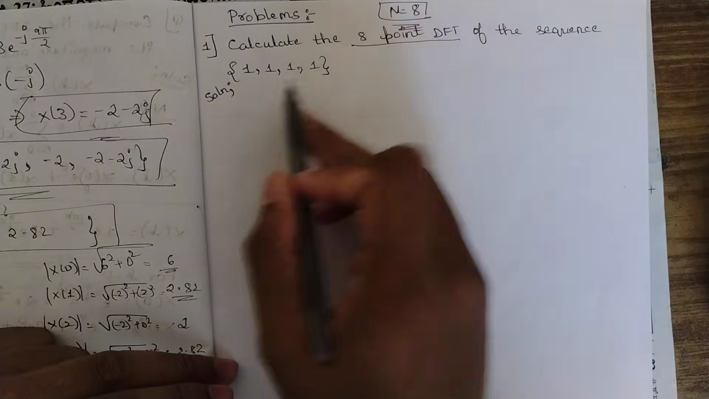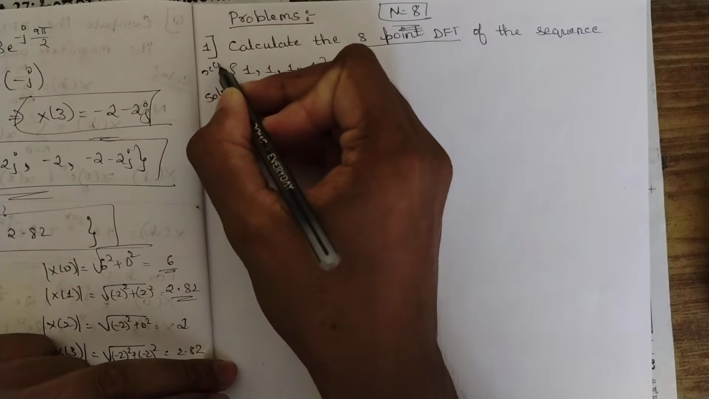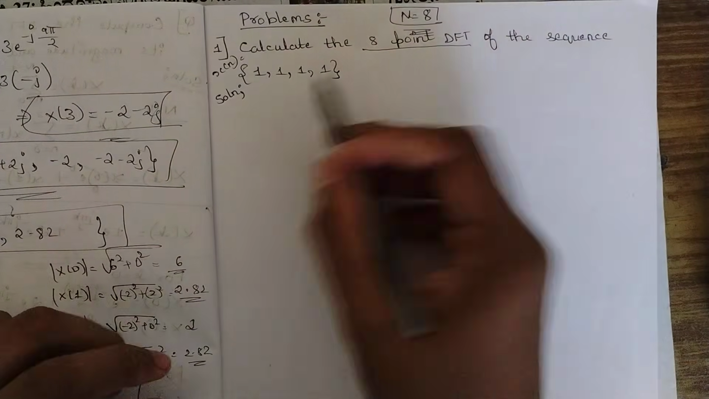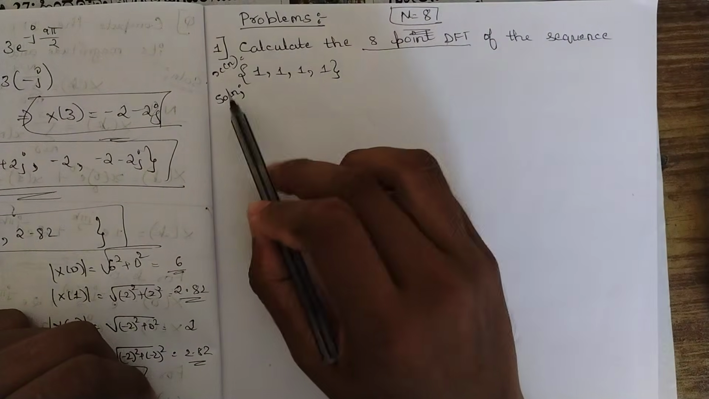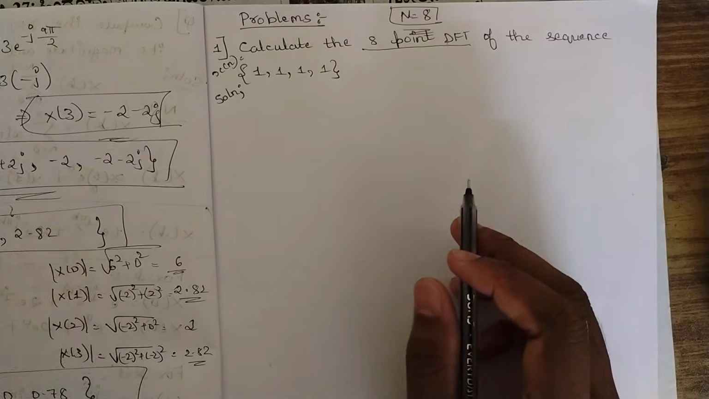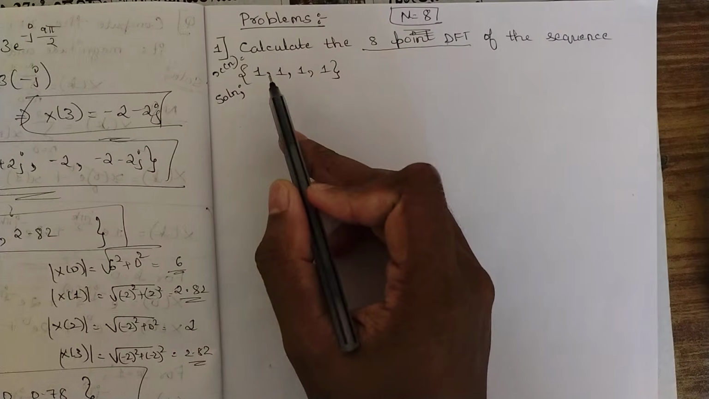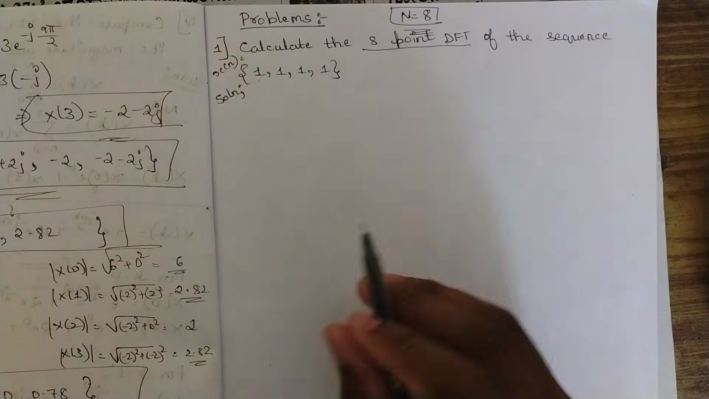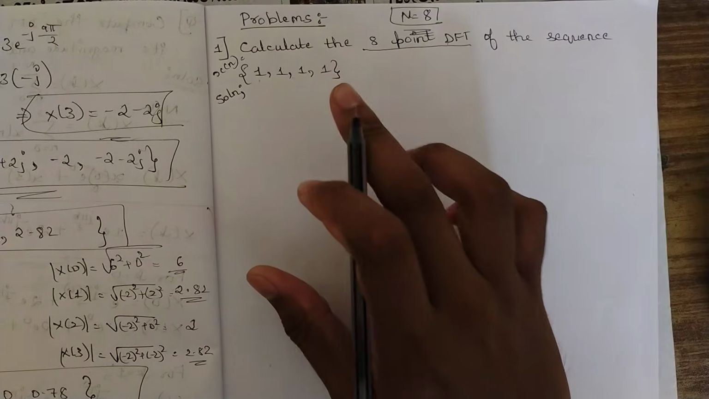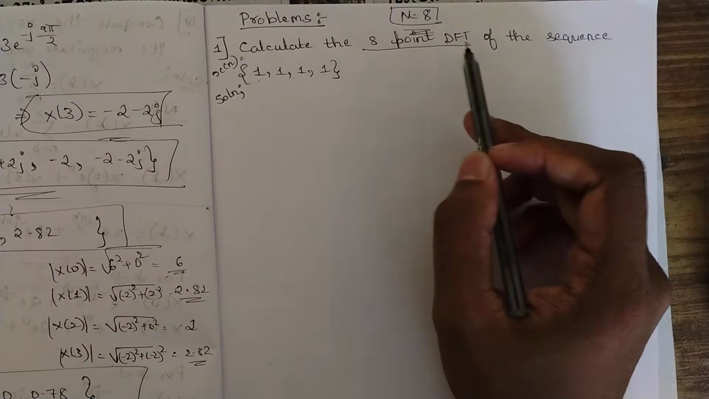But the sequence which they have given is basically x of n. If they don't say so, we should know that it is x of n, because we are calculating the DFT, so they would be giving the sequence x of n only. Here they have given an 8-point DFT, but the length of the sequence given is 1 1 1 1, only 4. So if they give it like this, you should not solve for a 4-point DFT, you should solve for the 8-point DFT only.